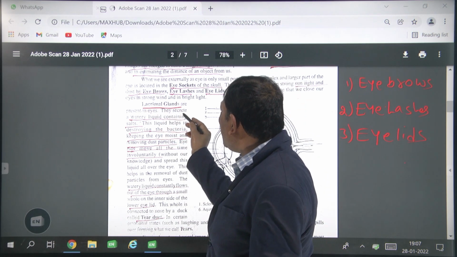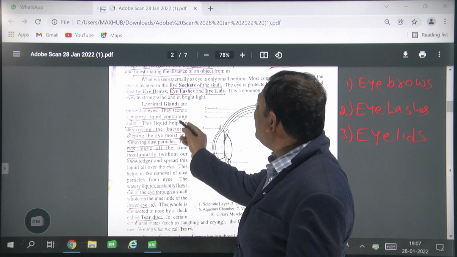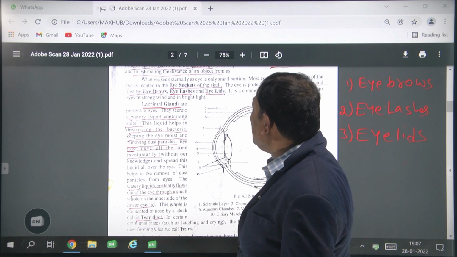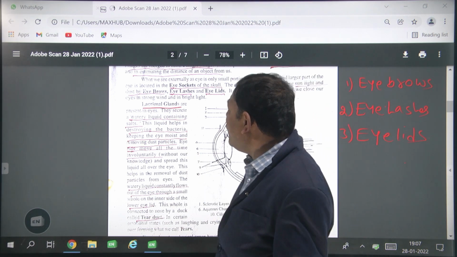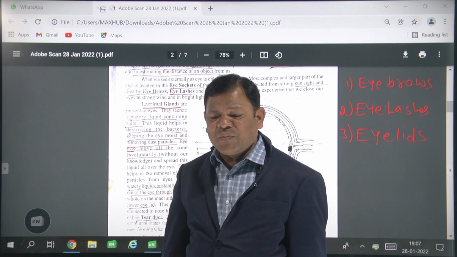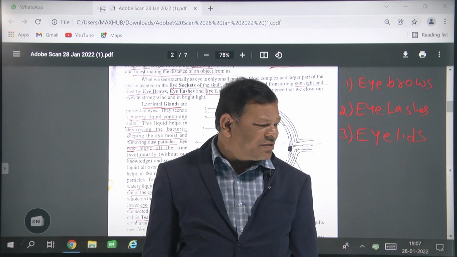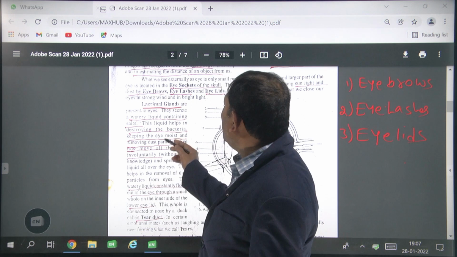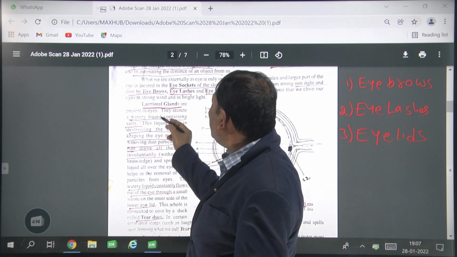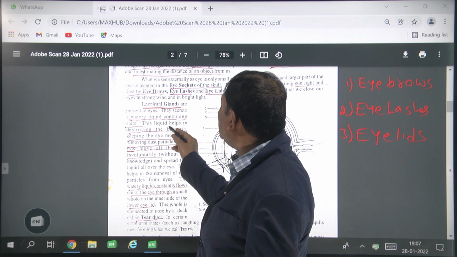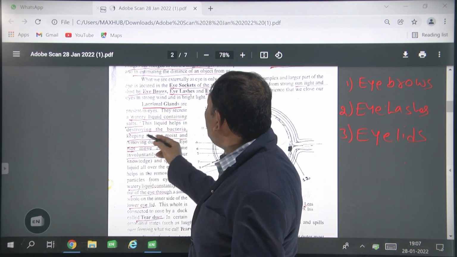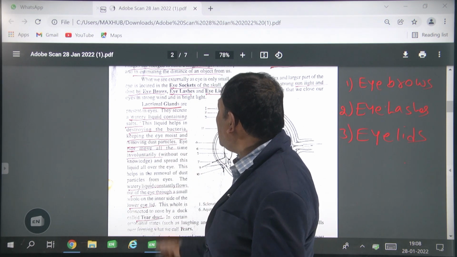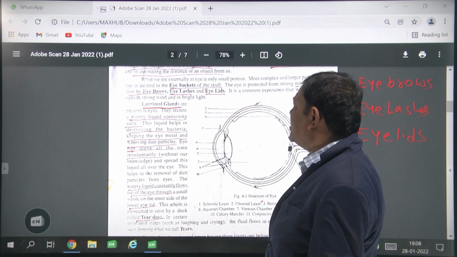The lacrimal glands secrete a watery liquid containing salt. This liquid helps in destroying the bacteria, keeping the eyes moist, and removing dust particles. Very important. So sometimes if you are crying, that is good. Yes or no? Why? Because the lacrima helps in destroying the bacteria and keeping the eyes moist and removing dust particles.